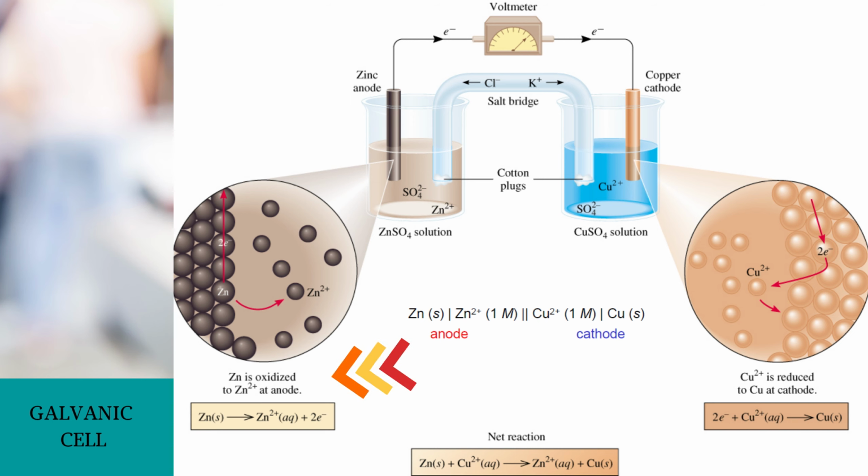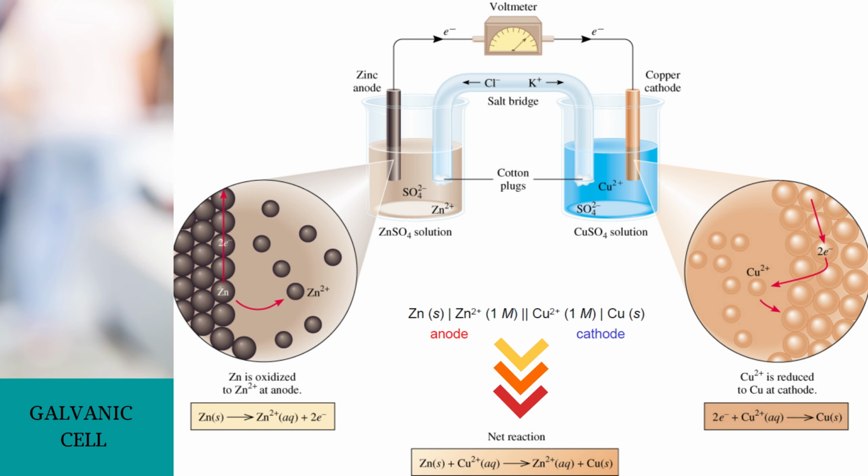At the anode, zinc loses electrons to produce Zn2+, so zinc is oxidized. At the cathode, Cu2+ from the electrolyte gains electrons and produces solid copper, so Cu2+ is reduced. This is how you write a half equation for the oxidation process and also for the reduction process.